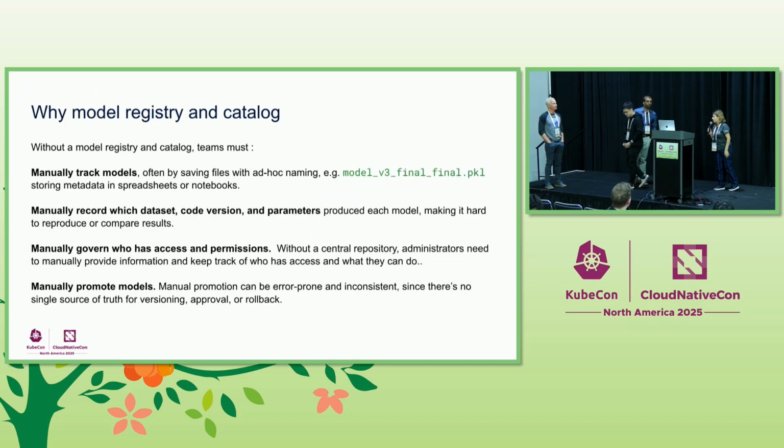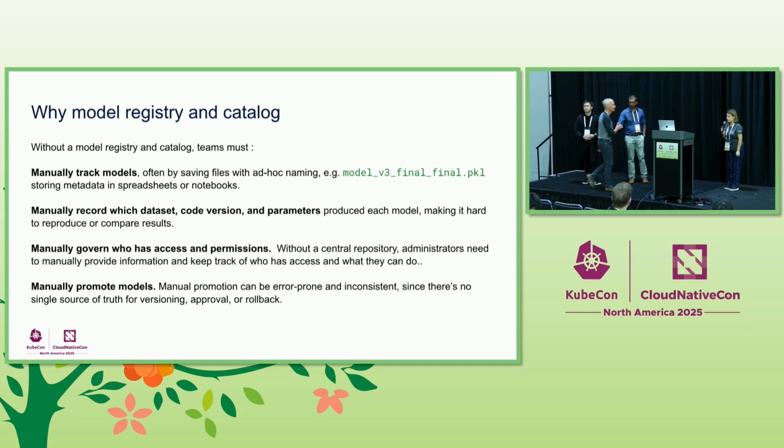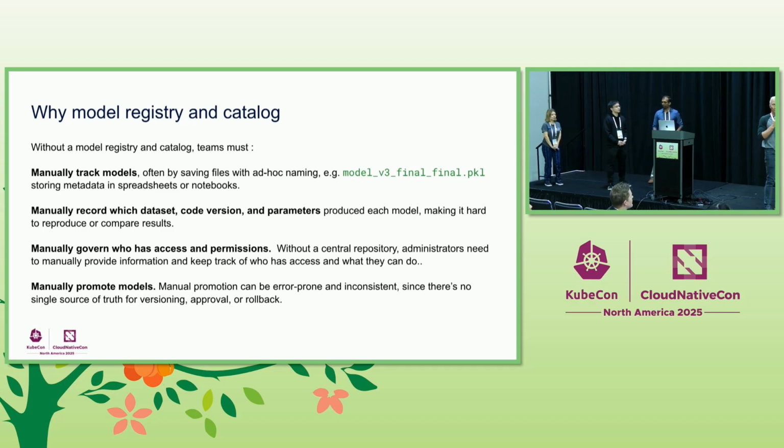Now I will pass it to Josh to talk about the model registry. Rather than talk about what's so important about having a model registry, I figured I'd ask what happens if you don't have one. Without a model registry, you're tracking your models manually, and you have to record your data set, your code, and your versions. And whoever thought it would be so hard to come up with the name of a model, chatbot Tuesday, final. But whatever, you have to manually govern and access all your permissions and manually promote your models.